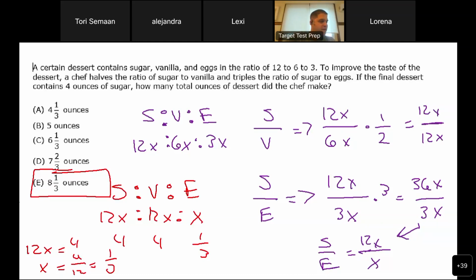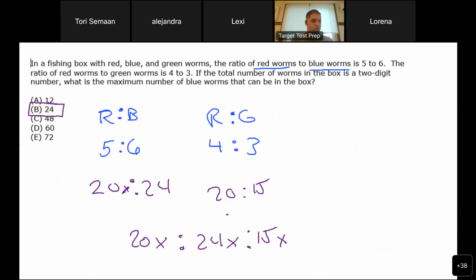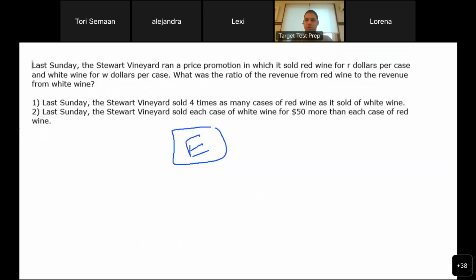So with this said, we can take a breather here. Do you guys have any general questions about your GMAT, about Target Test Prep, anything like that? The last question was this one here. Two questions, that's this one.